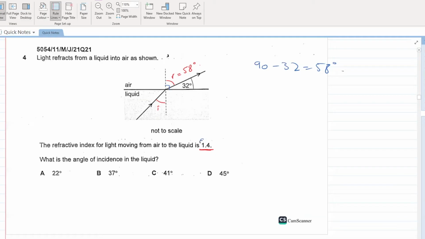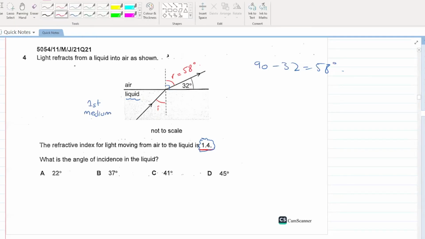We are given the refractive index of the liquid, and the liquid is the first medium. The medium in which the ray starts is known as the first medium. The medium in which the ray ends is known as the second medium. So liquid is your first medium, and then your refractive index formula is something like this: sine R over sine I.